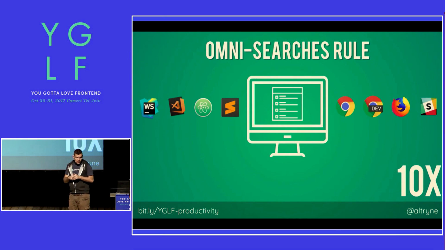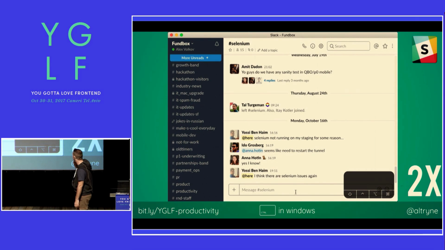So as you might have noticed, I'm running out of time. I love Omni tools. I love Omni searches. There is a reason why vendors implement those. They're enhancing your productivity by at least 10x, right? Use them. JetBrains have them, VS Code, Atom, Sublime. Chrome has them with the plugin with the Vimium. Chrome DevTools have them natively. Firefox, Slack. Slack has it.